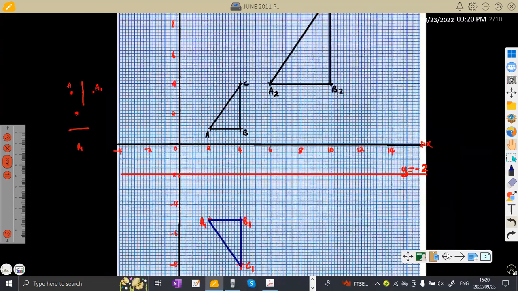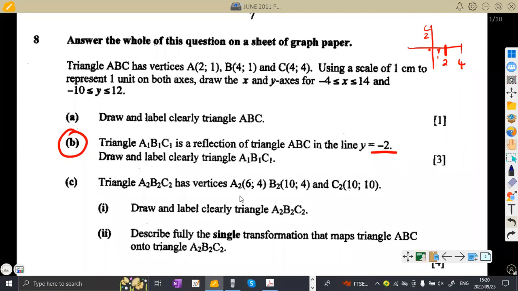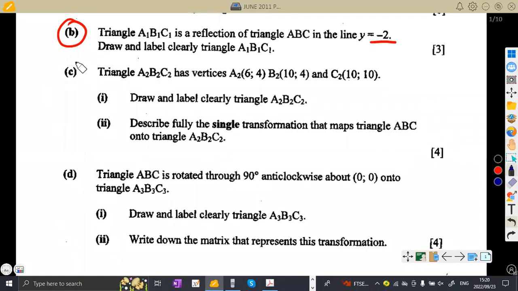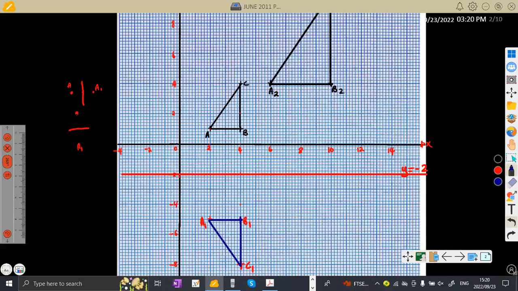Let us cross-check the other question. On C, so we are now on C. That is where we are being given triangle A2, B2, C2 with vertices. As you know, guys, you just mark the points, then you join. Draw and label triangle A2, B2, C2. So this is the one that I've already drawn here.